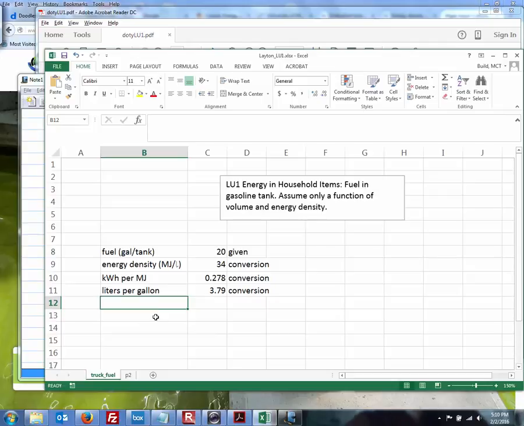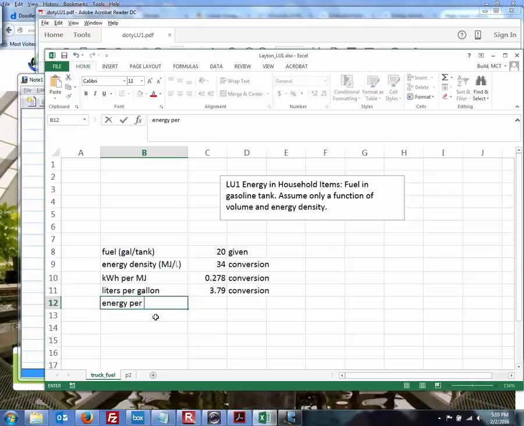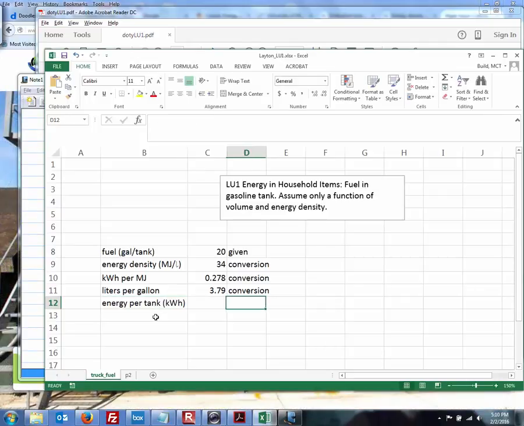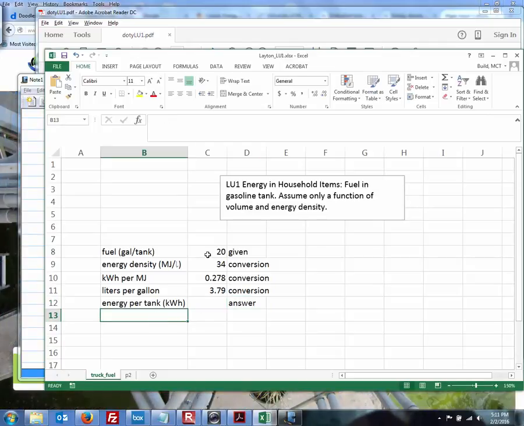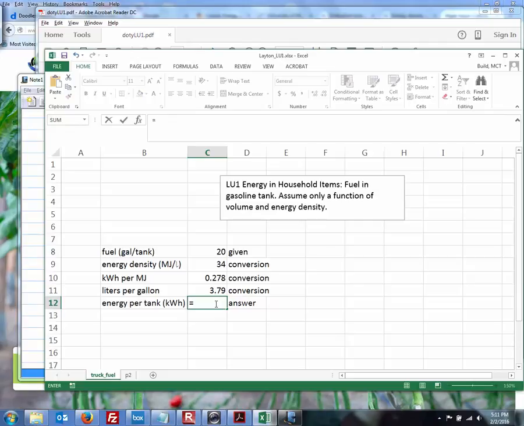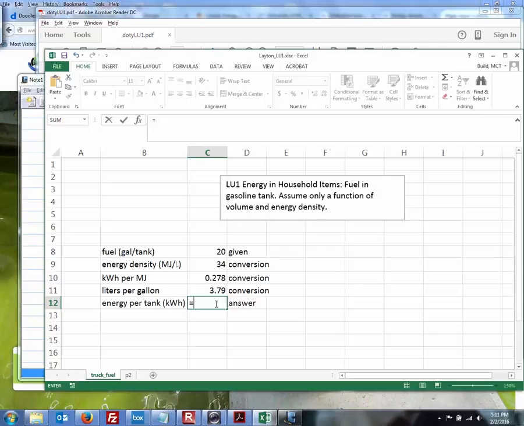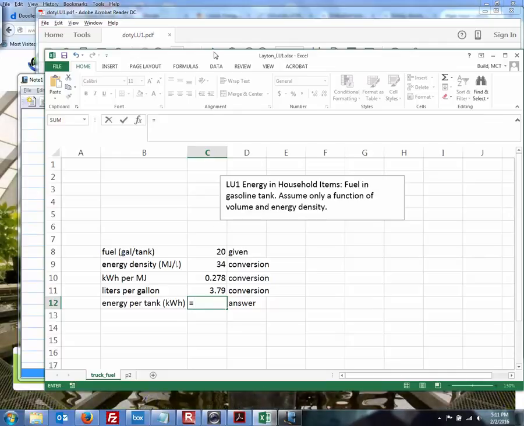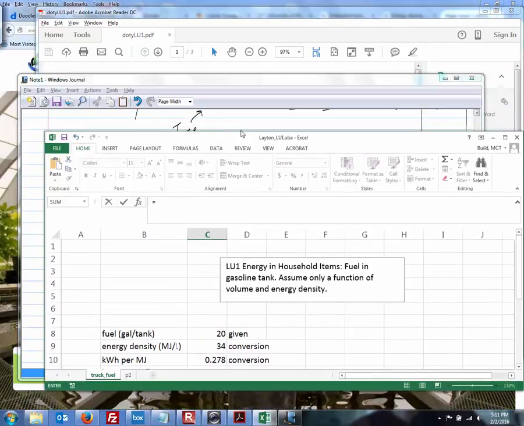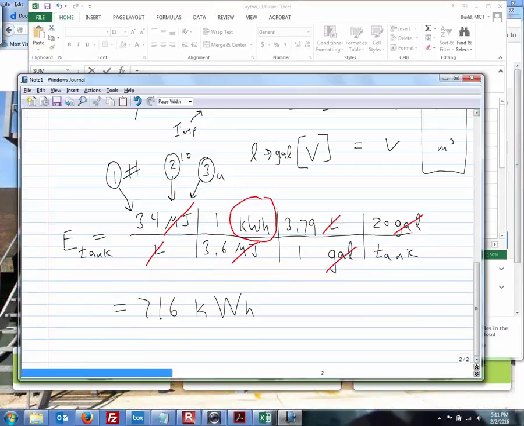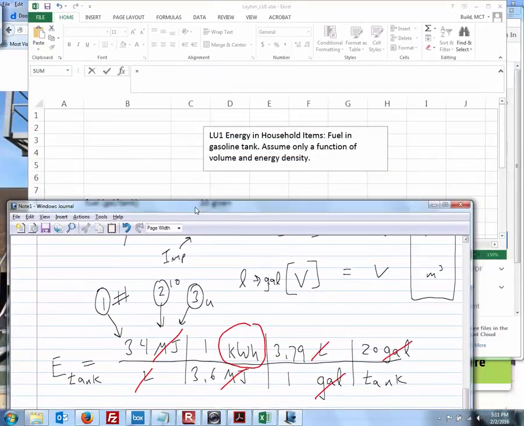Okay, and then we're going to have energy per tank. This is going to be in kilowatt hours. This will be answer. Okay, so I know that in this cell, this is just going to equal, and I know I didn't type this out exactly the same way I did on my little notebook, but again, same difference. As we just said, it's a matter of just keeping multiplication versus division straight in your head. Nothing too crazy. Let's get both of these on the same sheet now so we can see where everything's coming from.